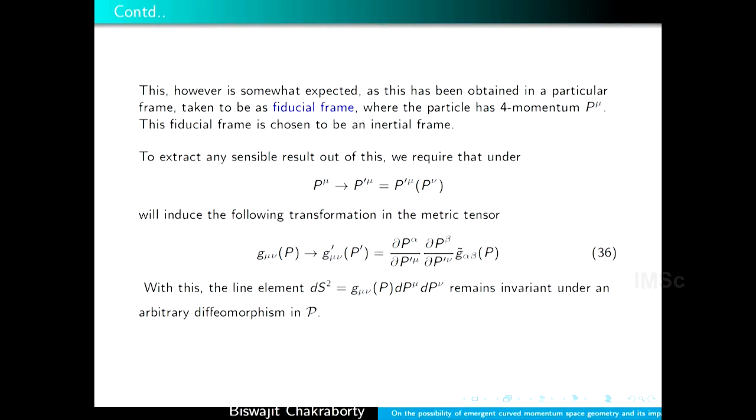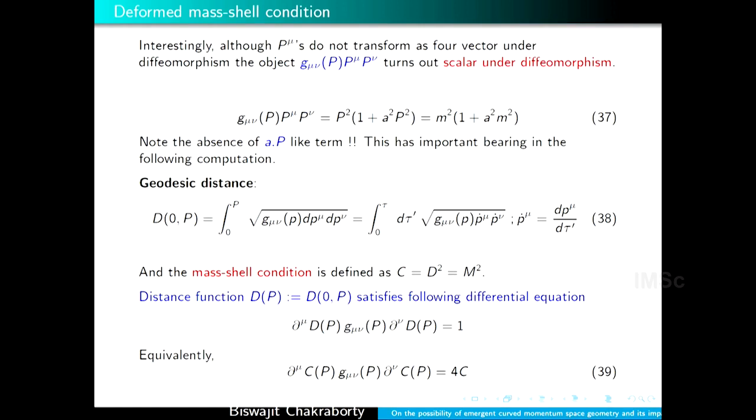The advantage of this is that the d square, the line element, remains invariant under such an arbitrary diffeomorphism in the momentum space, script P. So ultimately I have to show that this is independent of the choice of the fiducial frame, and that will turn out to be satisfied. So let us take this approach. I mentioned one interesting thing: the P mu's transform as vectors under Lorentz transformations, but they don't transform anymore under diffeomorphism transformations. Rather, dP mu's transform as 4 vectors under this.